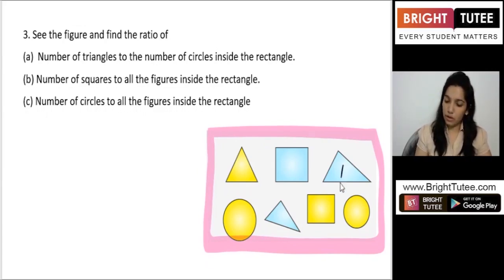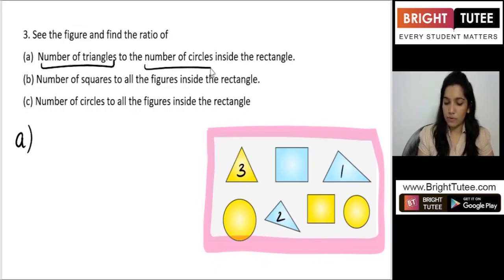So clearly 1, 2 triangles we can see, and how many? It's 3. This yellow is also a triangle, right? So firstly we are considering the shapes. So let's write the A part. Number of triangles to the number of circles. And how many circles have we got? 1 and 2. 2 circles.